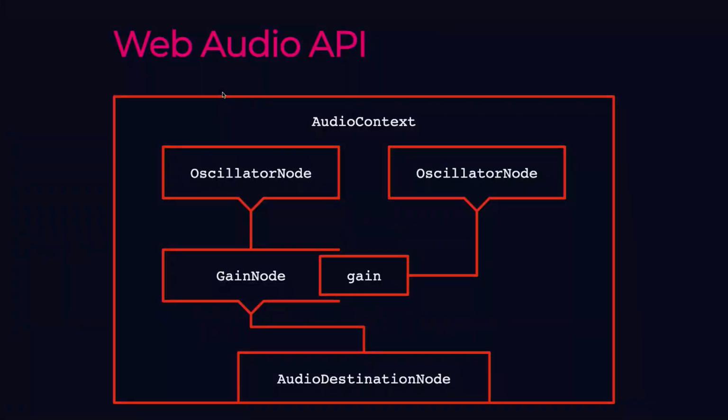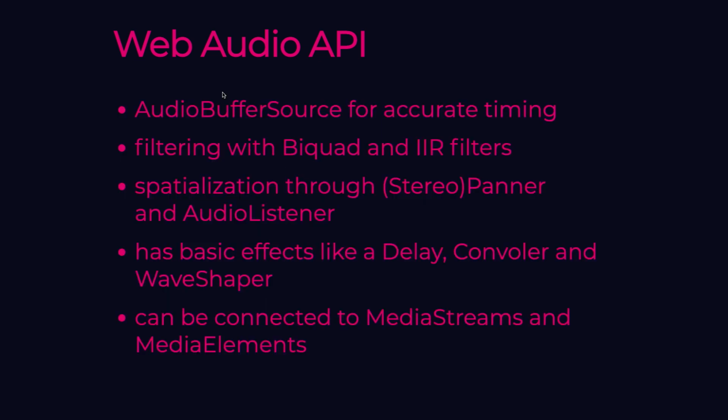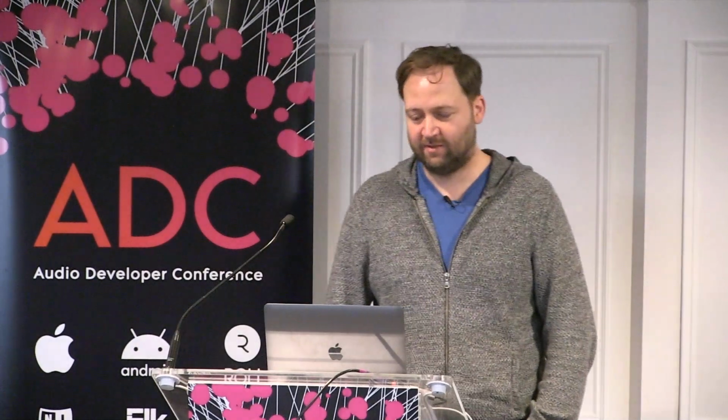So that's the basic principle of the Web Audio API, but it provides a lot more audio nodes out of the box. It does, for example, have the audio buffer source node, which plays existing audio, but in contrast to the audio element, it has to know all the data up front, but therefore it can play it very accurately. So you can exactly say at which point in time you want it to start and want it to stop again. We have some basic filters like a biquad filter or infinite impulse response filter.